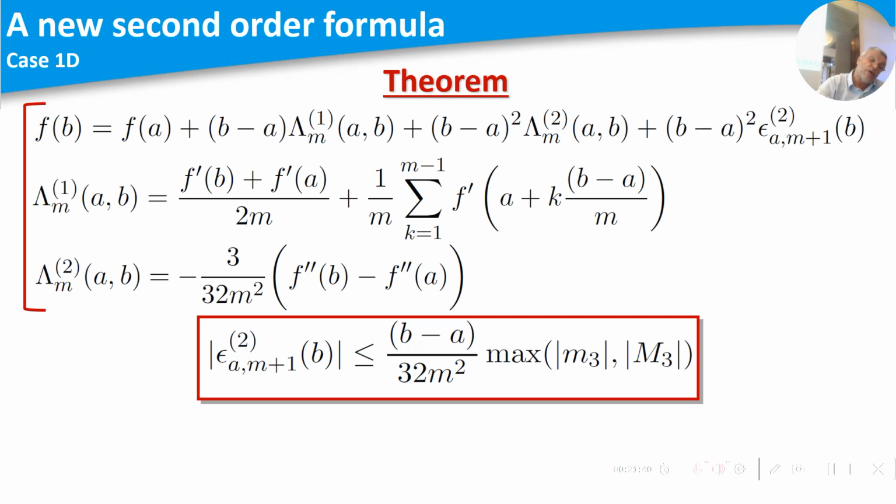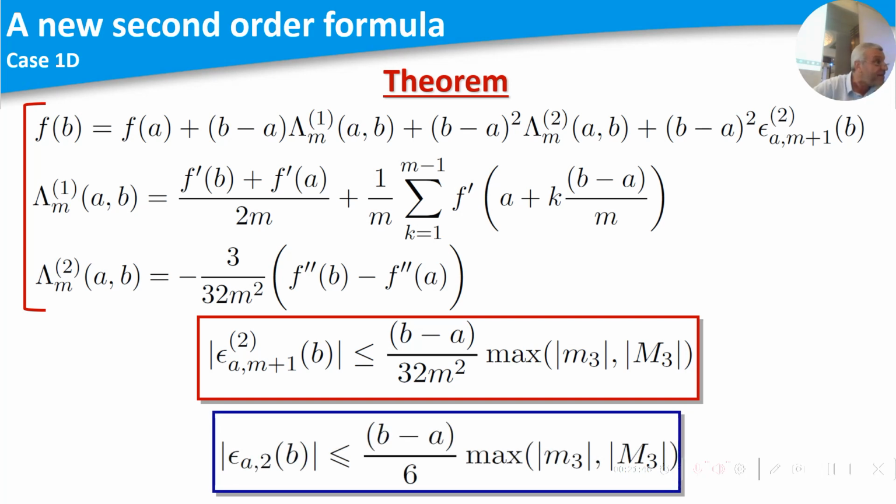Let me recall that the result for the classical Taylor formula is 1 over 6. In our case, the worst case corresponds to where we introduce only one point, m equal to 1, because if we increase m, 1 over 32m squared will be smaller. So the worst in our case is when m is equal to 1. We have 1 over 32 in comparison with 1 over 6 in Taylor, more than 5 times smaller in our case, only when m is equal to 1.